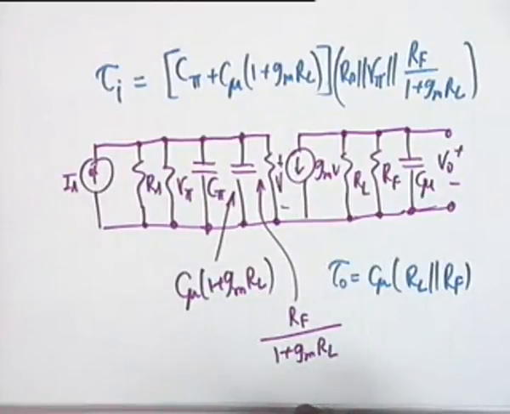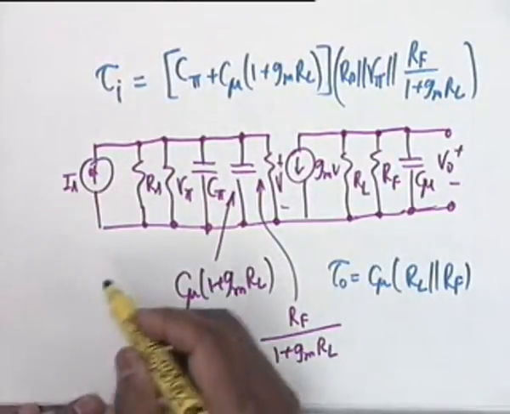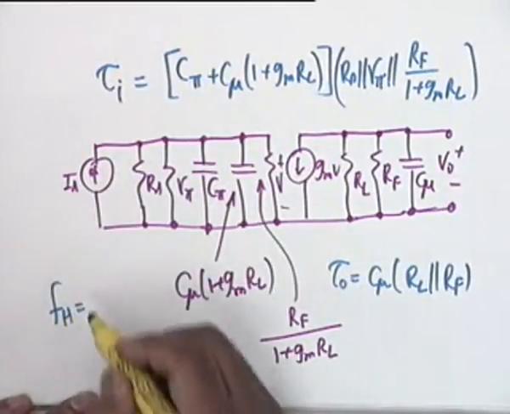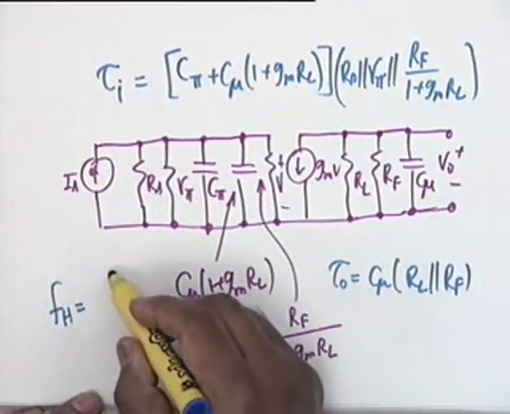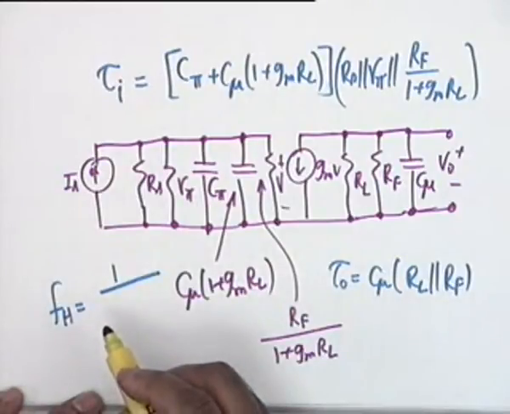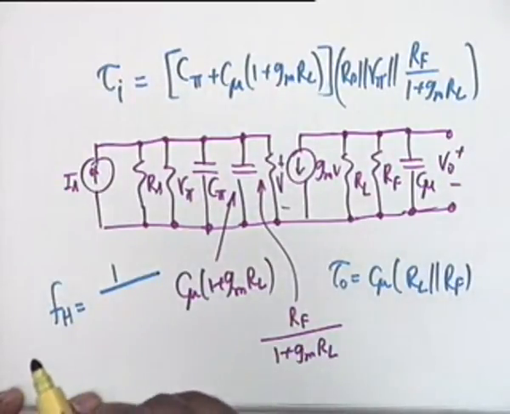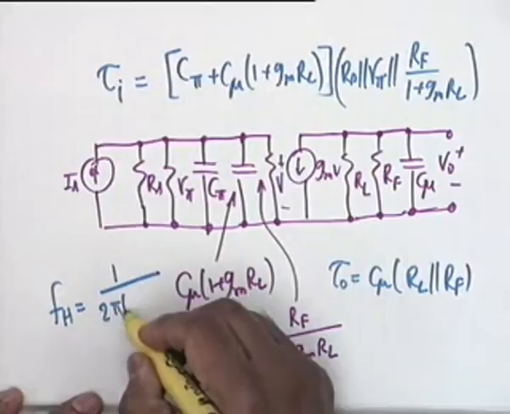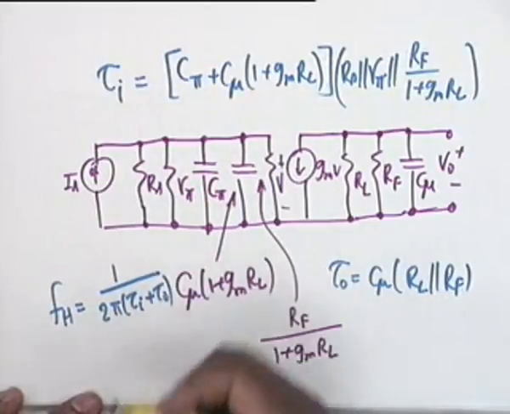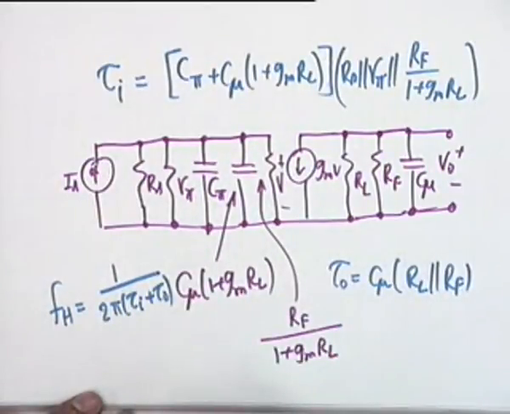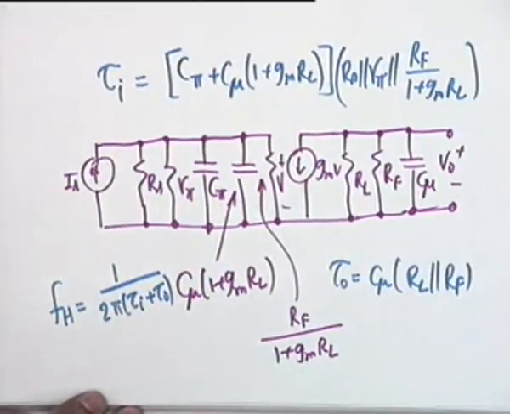And your FH, the high frequency 3 dB point, would be simply 1 over, don't forget the factor 2 pi, 2 pi (tau I plus tau naught). Alright, that is it, as simple as that. Of course, it is an approximate figure.